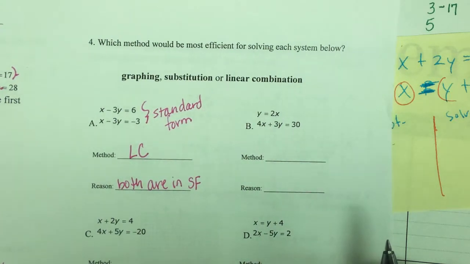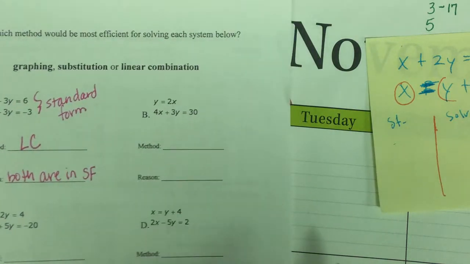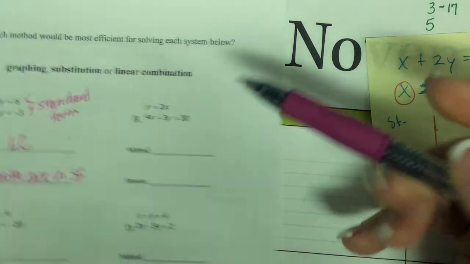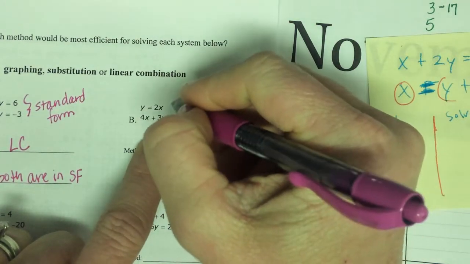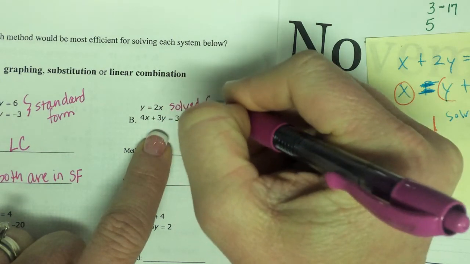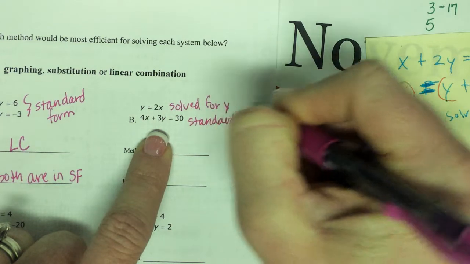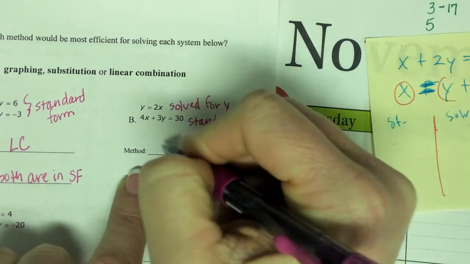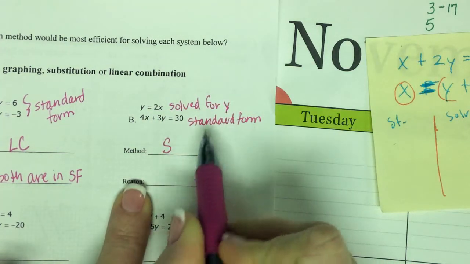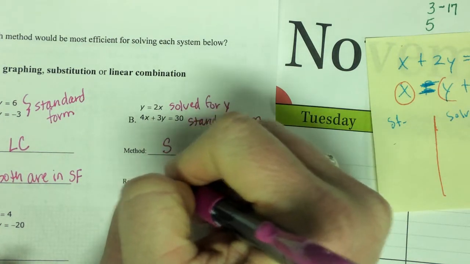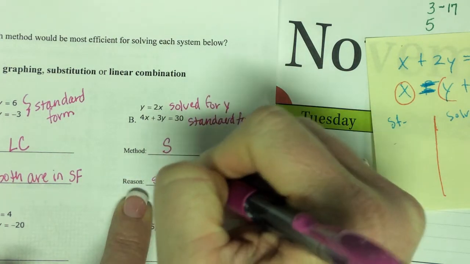All right, y'all ready for the next one? Okay, so B, I have y equals 2x and then 4x plus 3y equals 30. So I have one solved for y, and then one in standard form. So we are going to use the substitution method, and the reason being because one variable is already solved for, so solved for y.